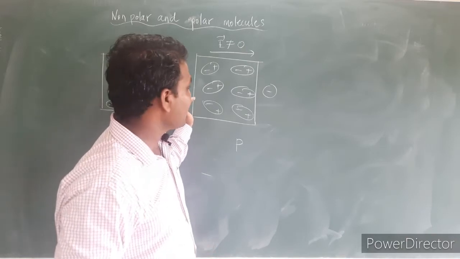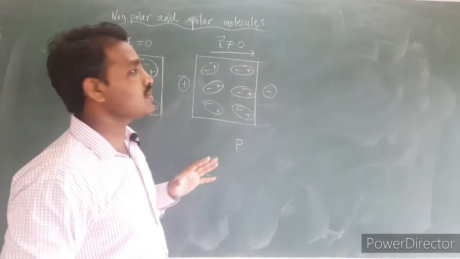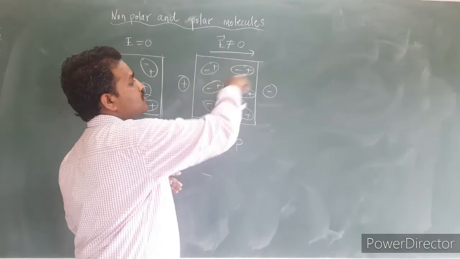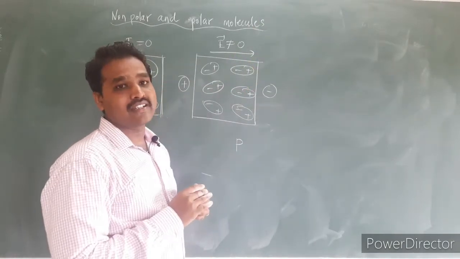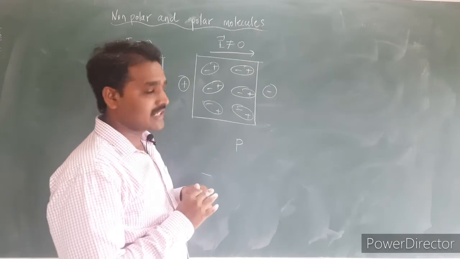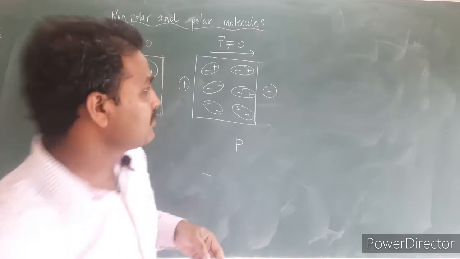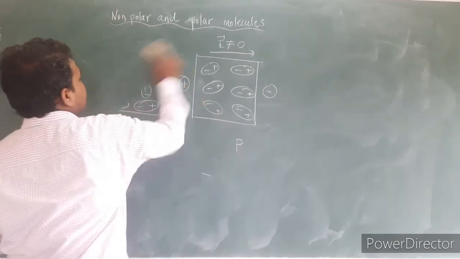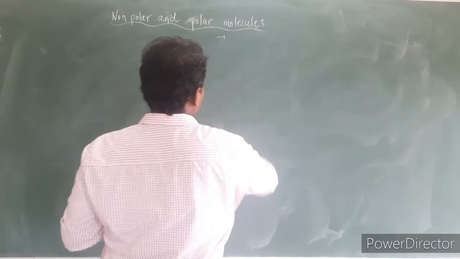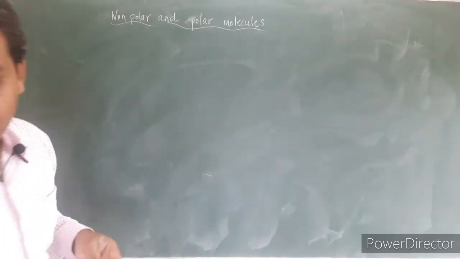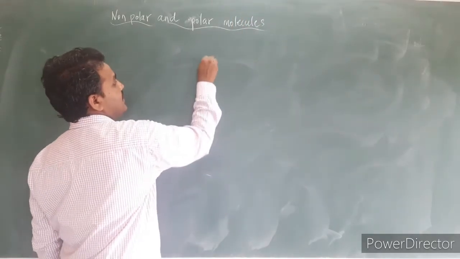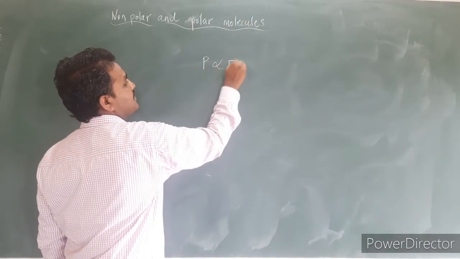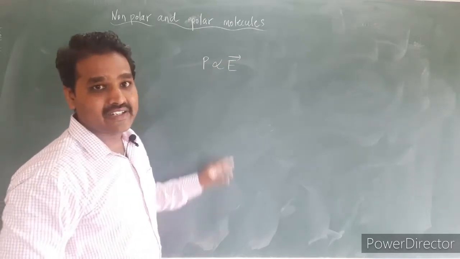because of alignment of these molecules, such that the positive charges are aligned in the direction of electric field, the negative charges are aligned in the opposite direction of electric field. Okay, in both cases of polar and non-polar molecules, the polarization depends on what is the magnitude of the external electric field.